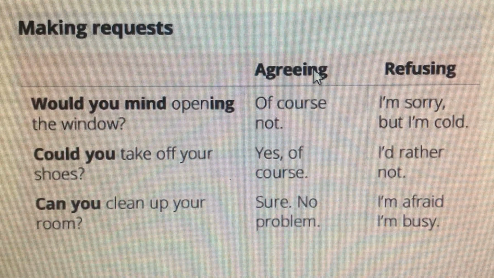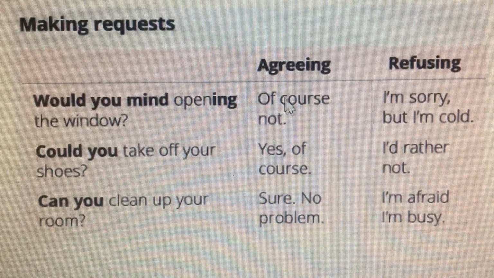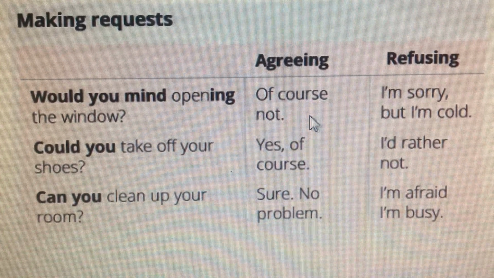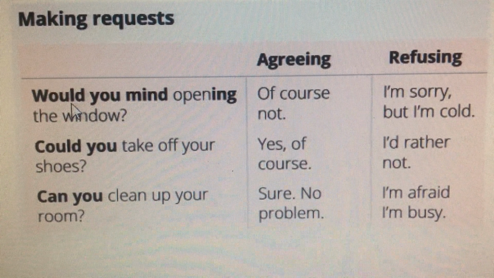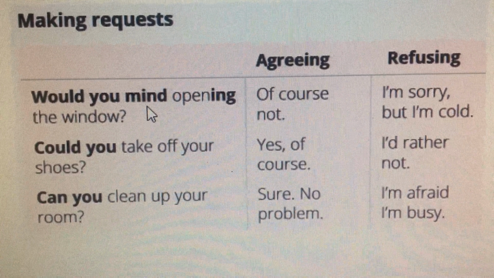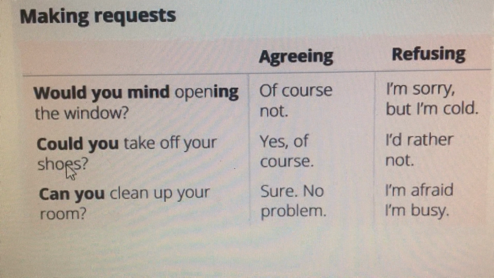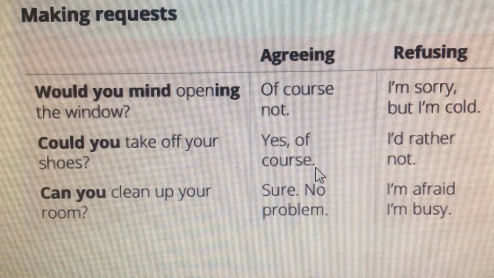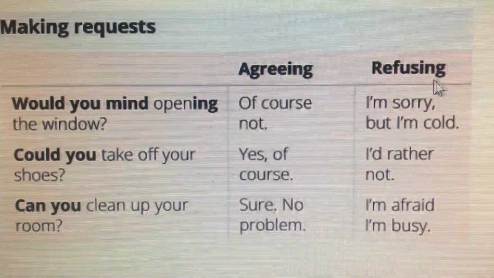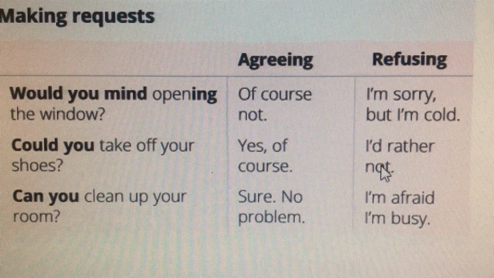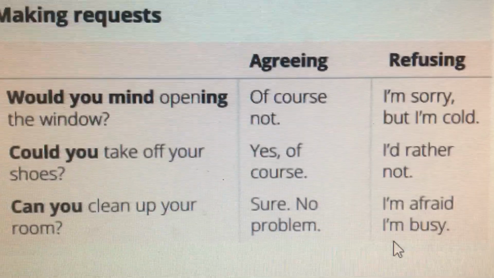And to answer yes, agree. For would you mind, we use a negative to agree. Of course not. That means I would not mind. And the other two, yes, of course. Sure, no problem. And to refuse, you can say I'm sorry, I'd rather not, I'm busy, so on.